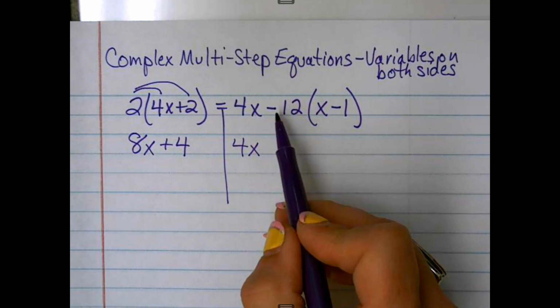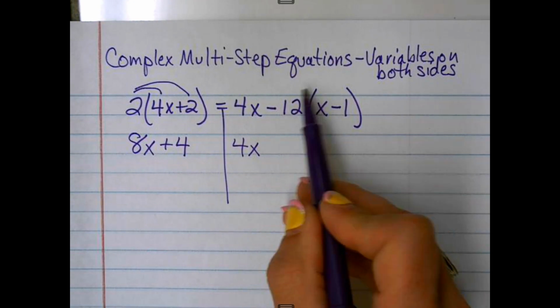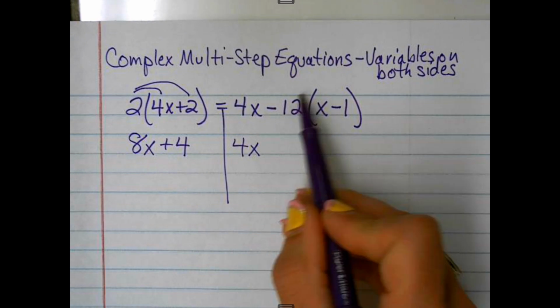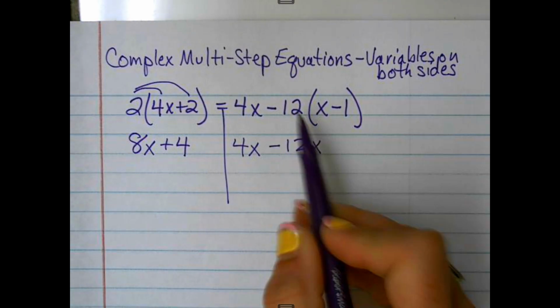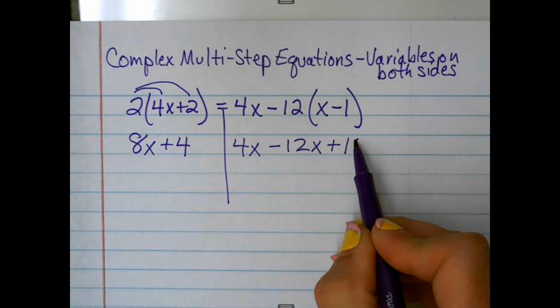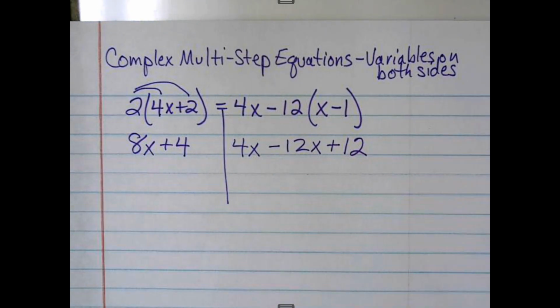Now, this is indicating that it's negative 12 times each of the terms on the inside. Negative 12 times x minus 12x. Well, when we take a negative 12 times a negative 1, that's plus 12. So again, if you need to pause, do that anytime during this video.